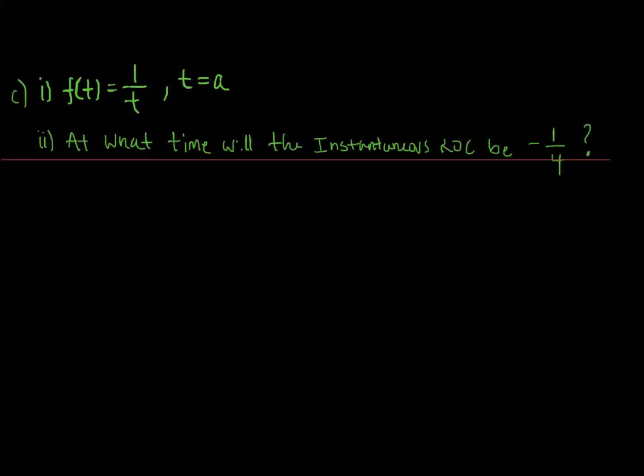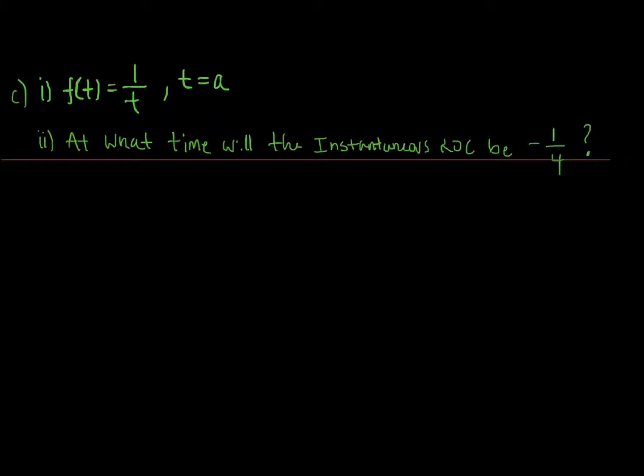Alright, this is part C of, I believe, question 3. What we want to do is find the instantaneous rate of change when t is equal to a. That might sound weird at first, right? What does that even mean? Well, this means that you're finding the instantaneous rate of change for any time that you want. You can say, well, once I've found this, I can just plug in whatever value for a I want, and I'll know the instantaneous rate of change at that point in time.